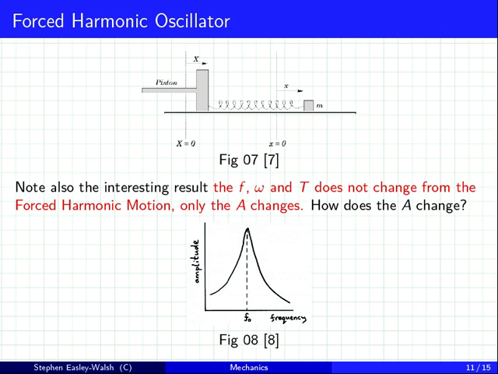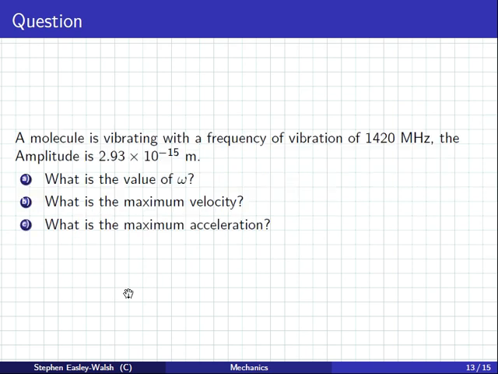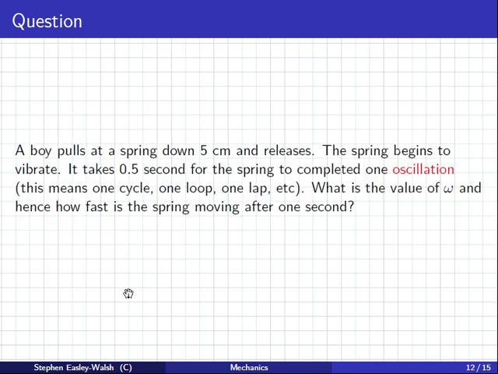Okay, continue now. A boy pulls a spring 5 centimeters and releases. The spring begins to vibrate. It takes half a second for the spring to complete 1 oscillation. What is the value of omega, and hence how fast is the spring moving after 1 second? This is an easy one to get started. I'll give you a minute. Look at the formulas and use the formula that will give you omega, and then a formula that will give you v.